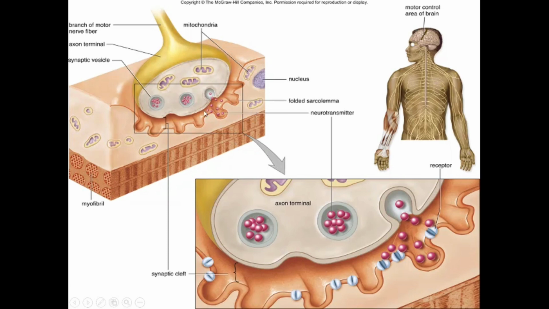You can see here the motor end plate releasing the neurotransmitter, usually acetylcholine, from the nerve, and you can see the receptors for this neurotransmitter on the sarcolemma. Usually this receptor is a kind of ion channel, usually a sodium channel. When the neurotransmitter attaches to these channels, they open and cause influx of sodium and cause depolarization.